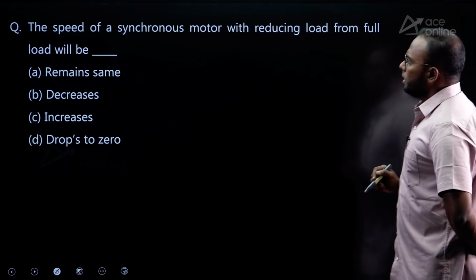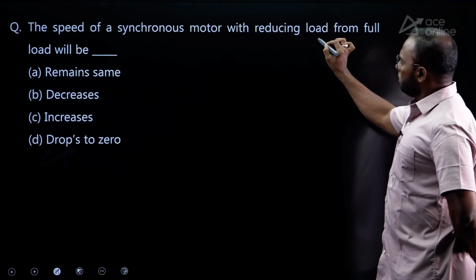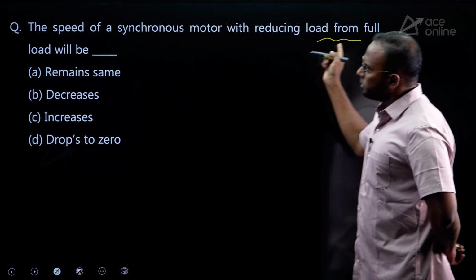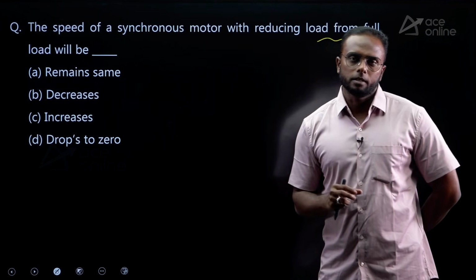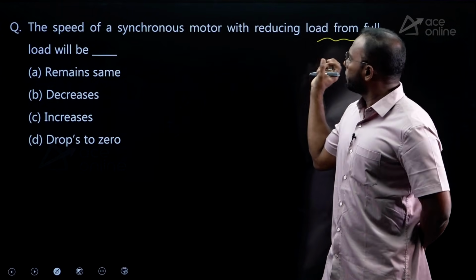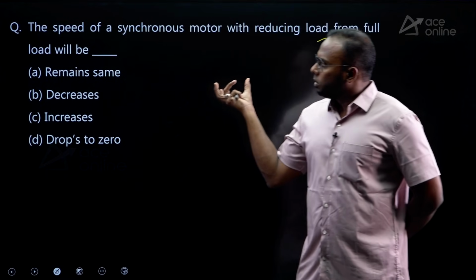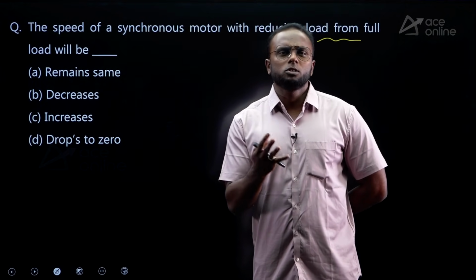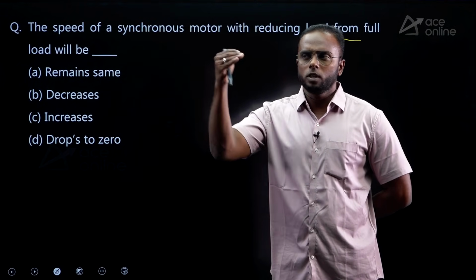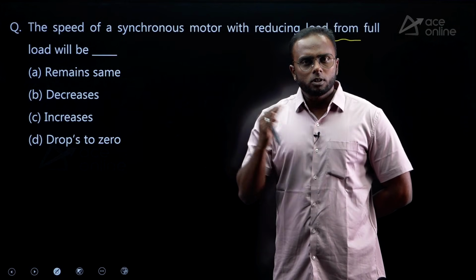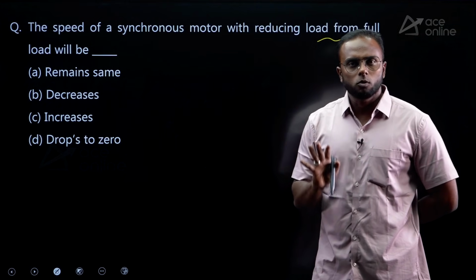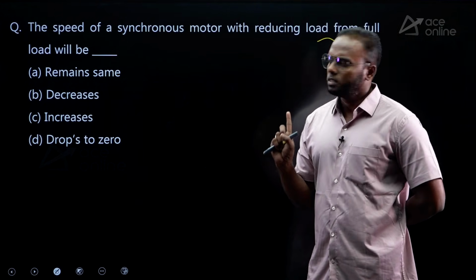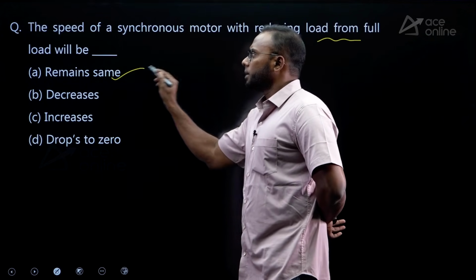Next, the speed of a synchronous motor with reducing load from full load will be dash. What is the speed with reducing load from full load? Even if you reduce the load or increase the load, from full load it is reducing now. Whatever the load, no load to full load, a synchronous motor always rotates at one speed only. That is constant, it will not change, it remains the same.